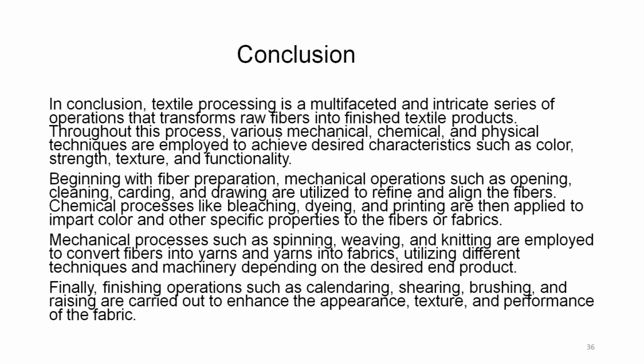Finally, the finishing operations such as calendering, shearing, brushing and raising are carried out to enhance the appearance, texture and performance of the fabric. So, in this chapter we have seen what the different types of textiles are that are being used in the textile industry. They are of two main categories, one is natural, the other one is synthetic.